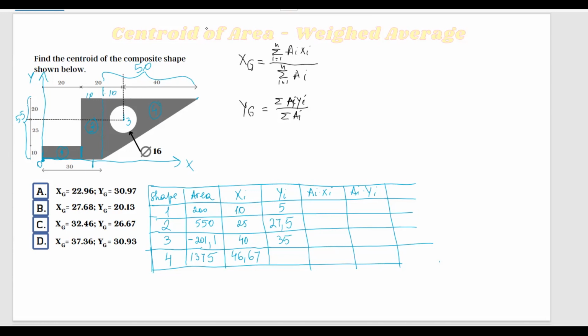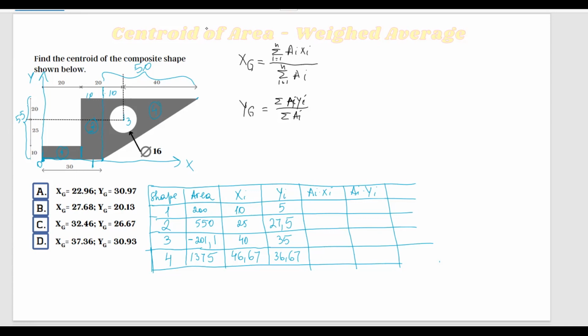And now the triangle, last shape, shape number 4, the vertical distance from 0 to the center of gravity of this triangle, it's 1/3 from the base and then 2/3 from the other side. So we have 2/3 of 55, which is 36.67. And now we have to fill out these spaces here, AiXi.